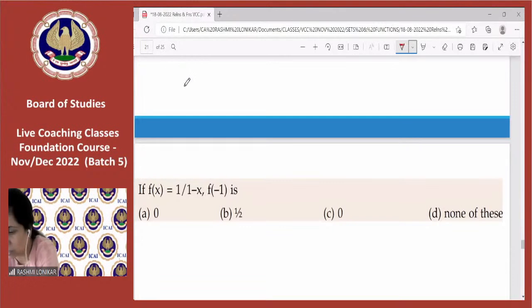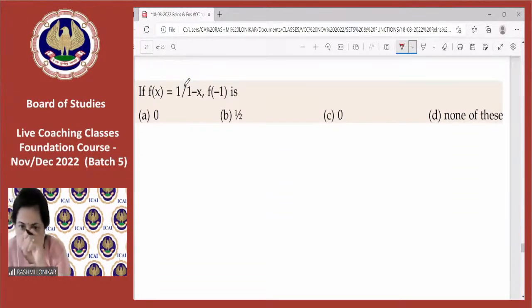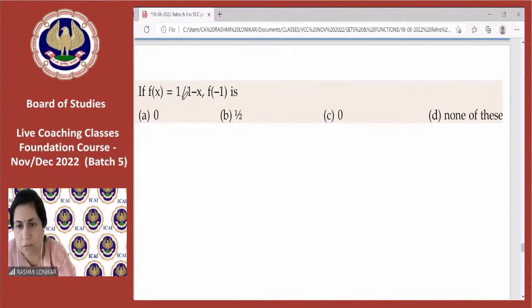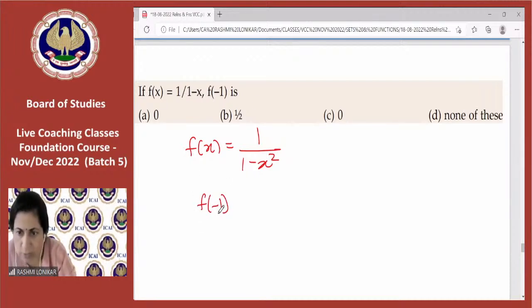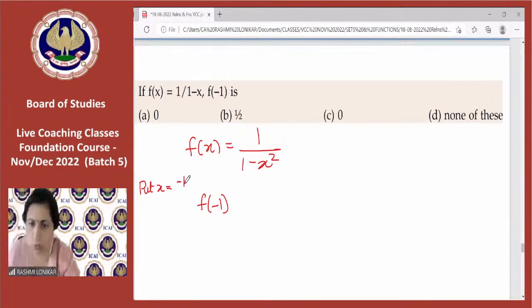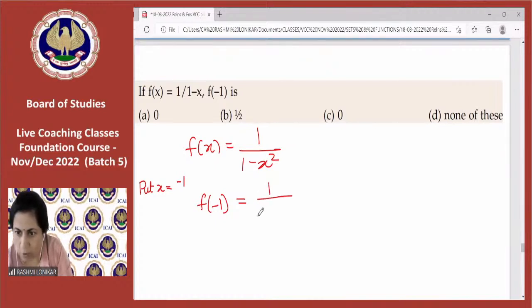Now let us go to the 10th sum. Let us see, what is the 10th sum? F of x is equal to 1 upon 1 minus x square. Now they want you to find out f of minus 1. What does this mean? It means put x is equal to minus 1. So f of minus 1 is equal to 1 upon 1 minus of minus 1 whole square.